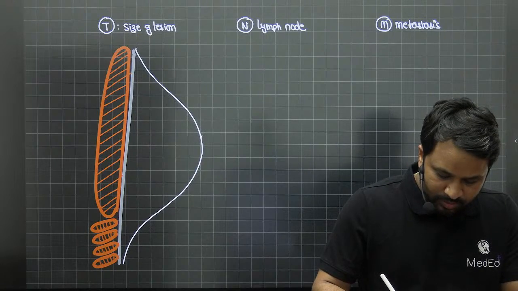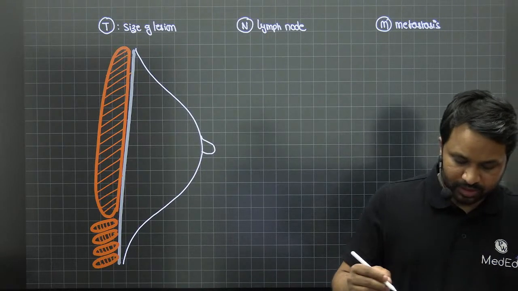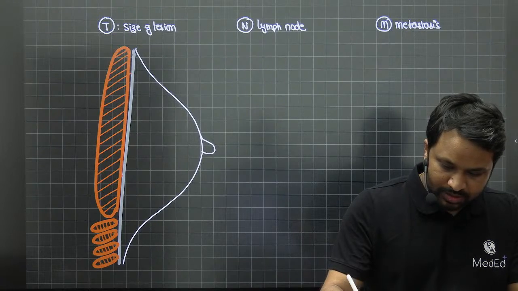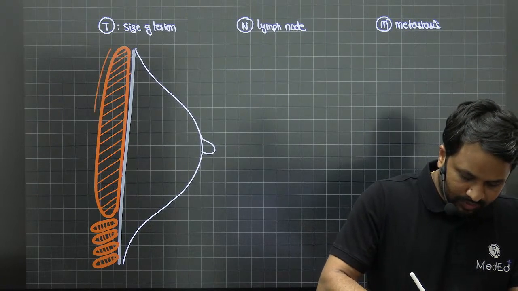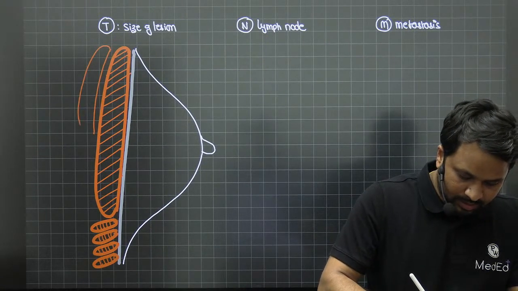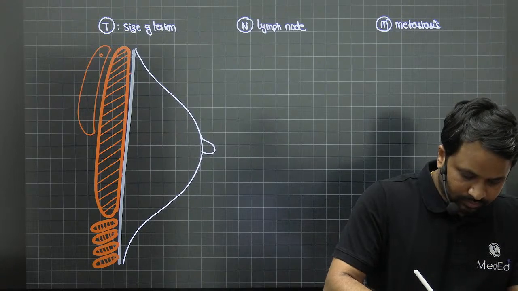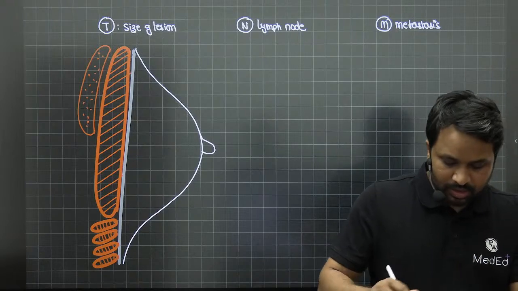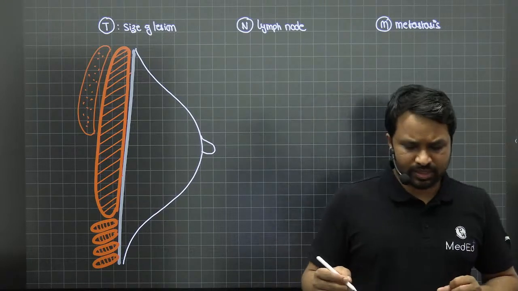This happens to be the nipple, right? Behind this, you have the pectoralis minor. So this is the pectoralis minor muscle. And behind this, you have the ribs and the chest wall, right?